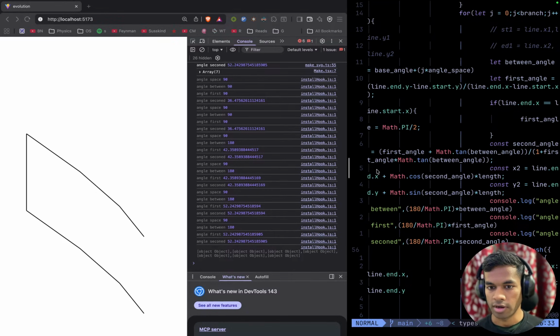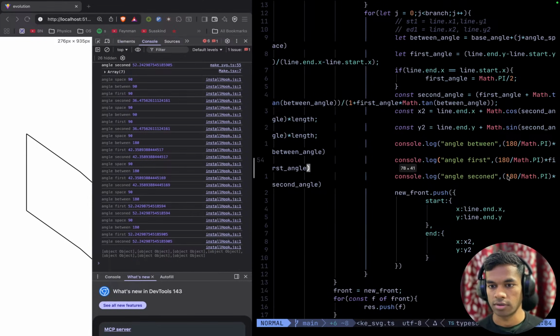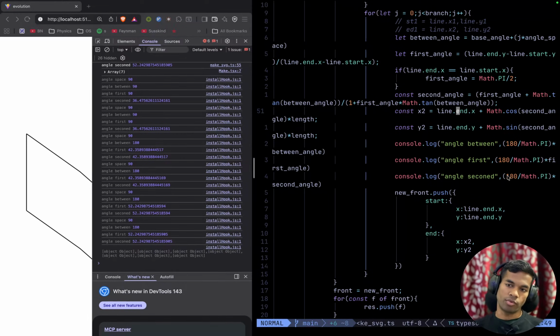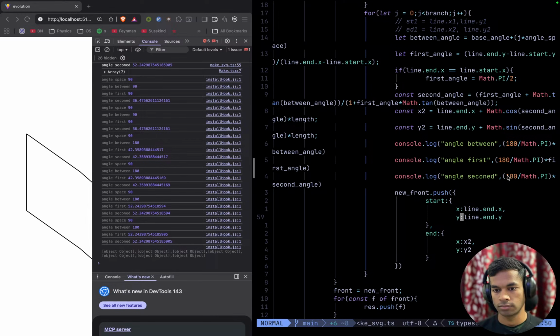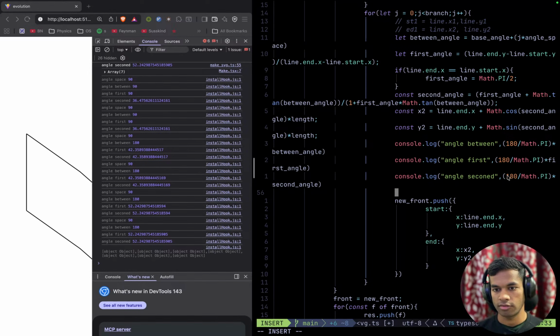but the points are not moving correctly forward. Math dot cos into second angle into length. Yep, the points are not moving correctly. Because why are they not moving correctly? Precision. We can check this.